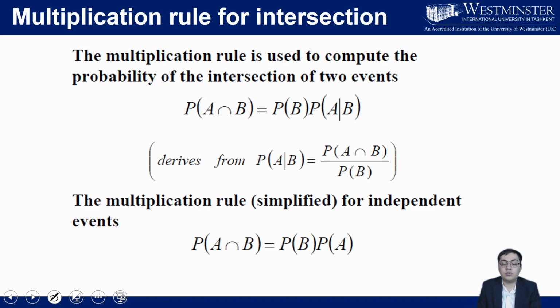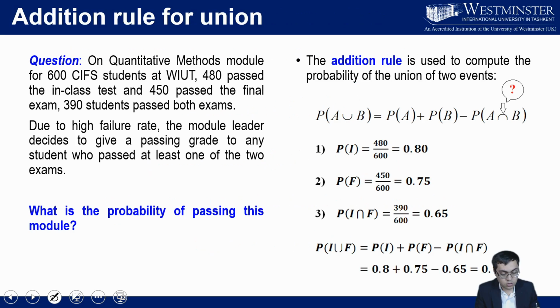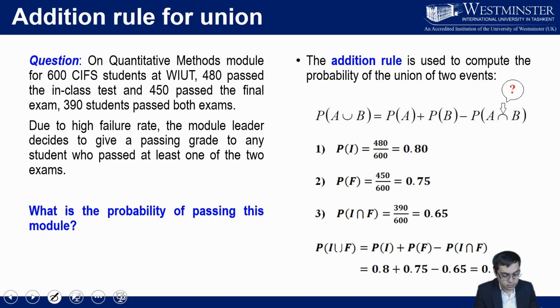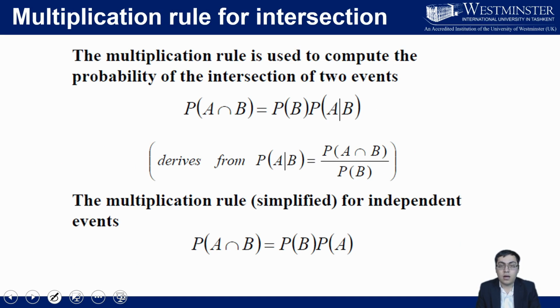Then we have the multiplication rule for an intersection, right? And it is used to compute the probability of the intersection of two events. So if we want to talk about probability of A intersection B, that's going to be the same as saying probability of B multiplied by probability of A given B. And this is derived from this over here, from dependent events. And the multiplication rule for independent events is just going to be probability of B multiplied by probability of A.